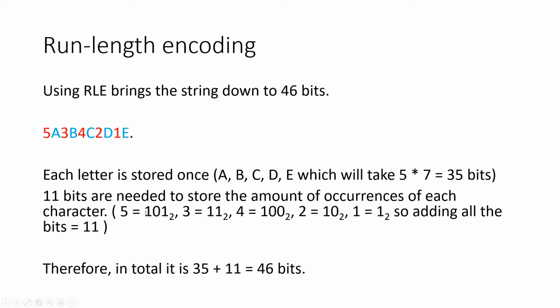These are the number of bits, by the way. 3 bits to represent 5, 2 for 3, so that's 5, 8, 10, 11. So that's 11 bits. So 5 characters are each 7 bits: 1, A, B, C, D, and E.